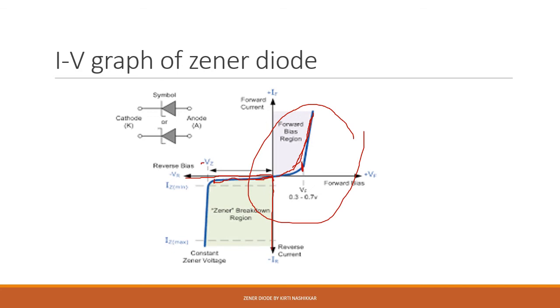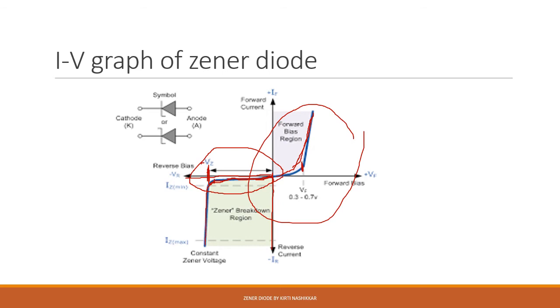From this point, which is 0, until this point, the current is flowing but in a very small amount. That's why this current is called the leakage current, which is due to the minority charge carriers, or it is also called the reverse saturation current. This region is called the leakage region. Now after this particular voltage, you can see that there is a sharp increase in the reverse current.